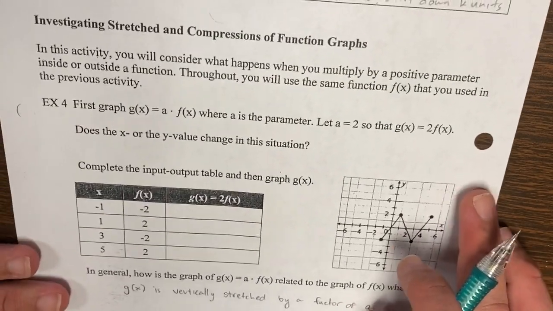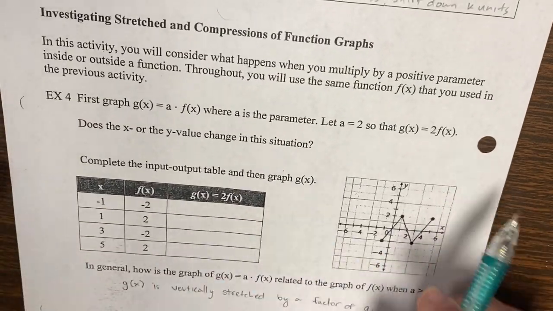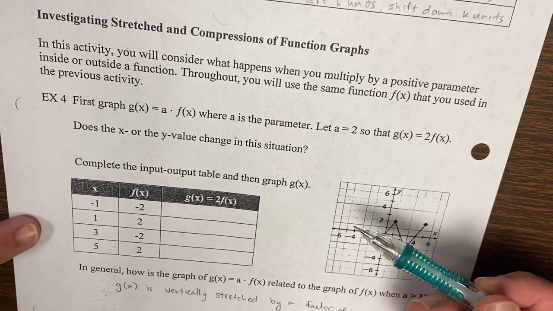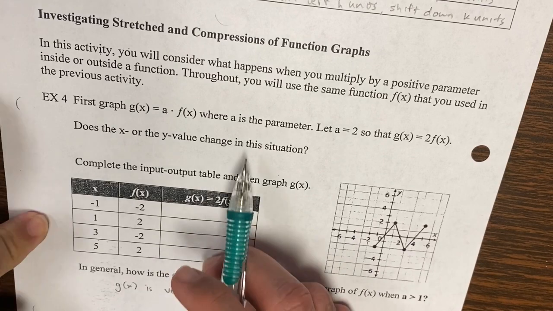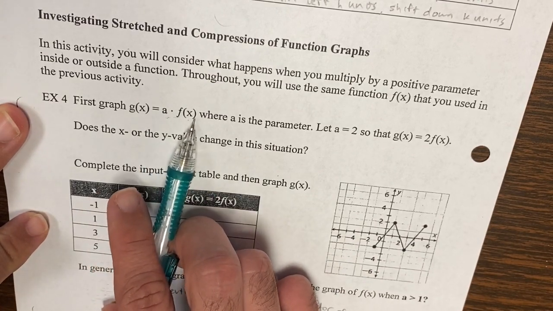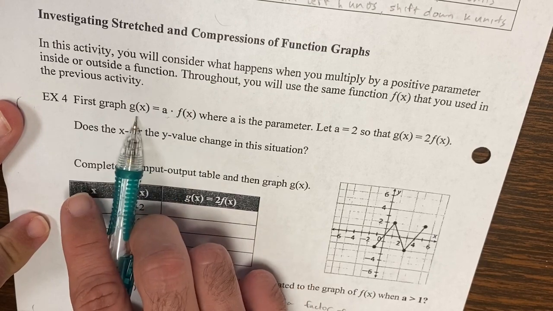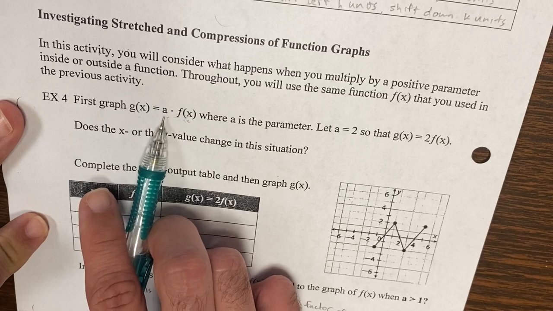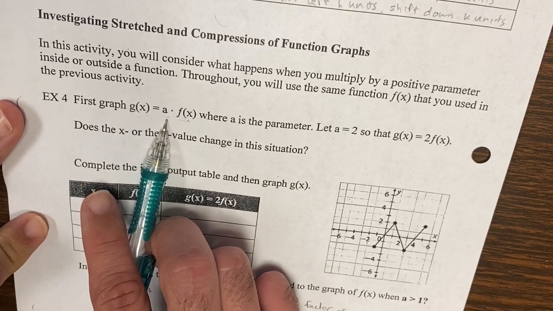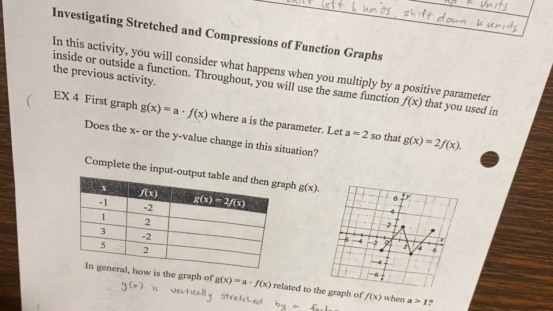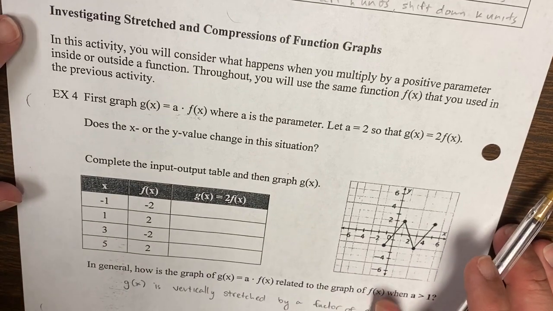All right, so next we're going to investigate stretching and compressing functions. All right, so we're going to look at if you have what we're going to call an a value multiplying your original function. So the graph of g of x is going to be related to f of x, except f of x is going to be multiplied by a. So let's take a equal to 2, so that g of x is equal to 2 times f of x.